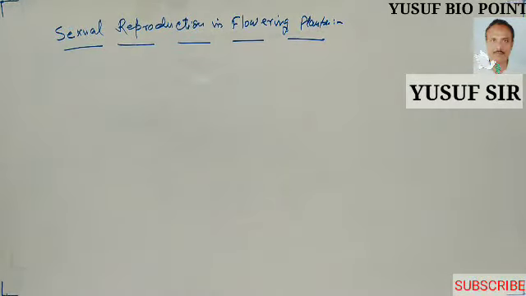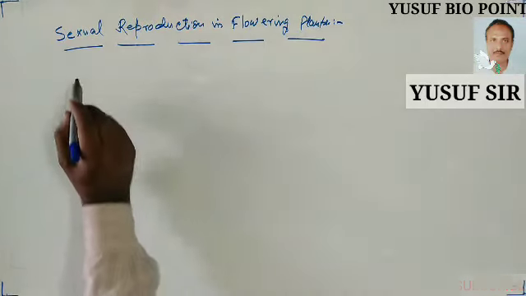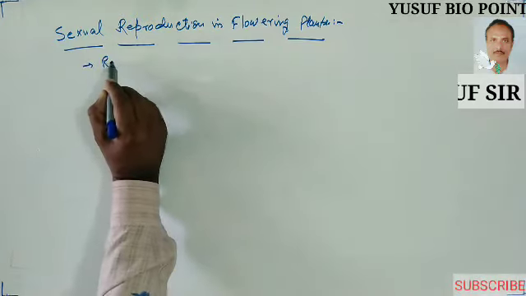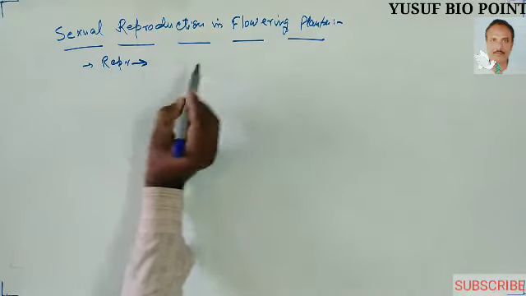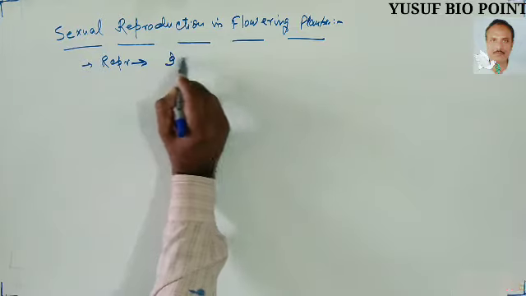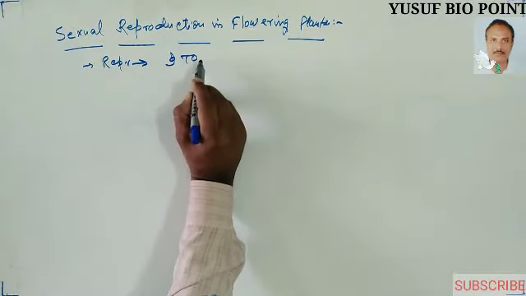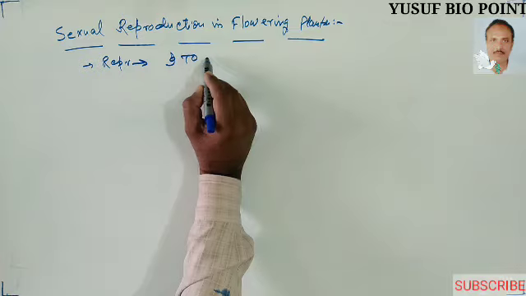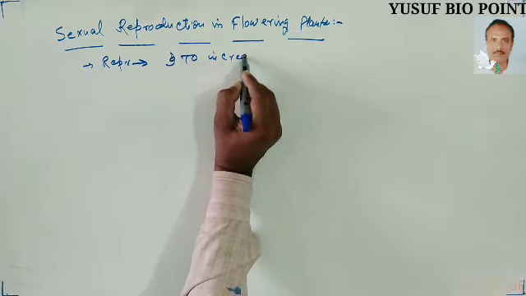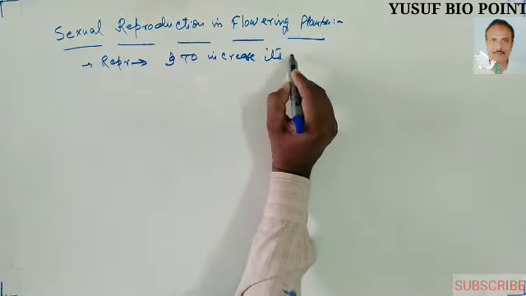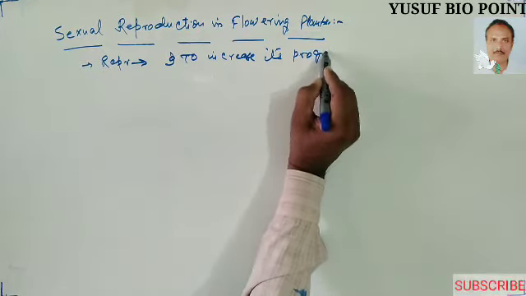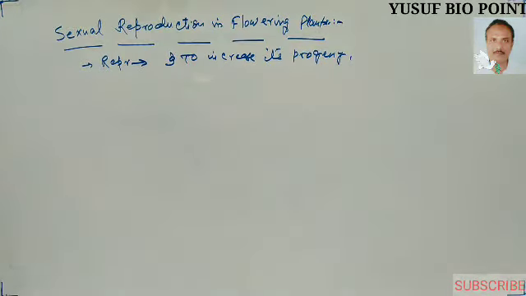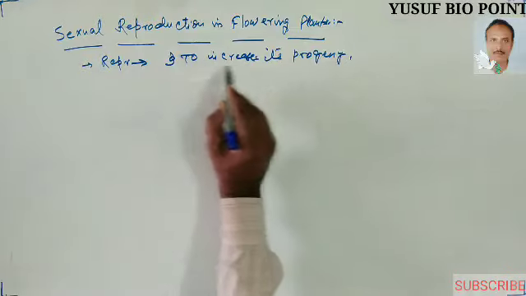Today we shall start a new chapter, that is sexual reproduction in flowering plants. We know that reproduction means a process by which the living organism increases its progeny, means in the reproduction by which the living beings increase their progeny.